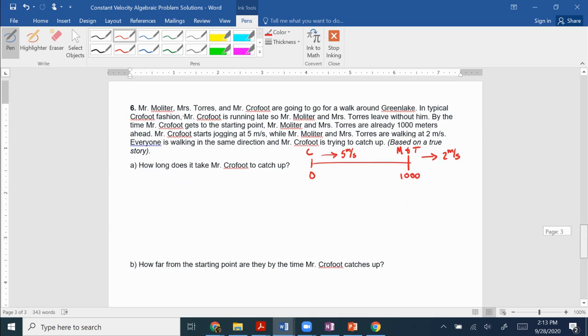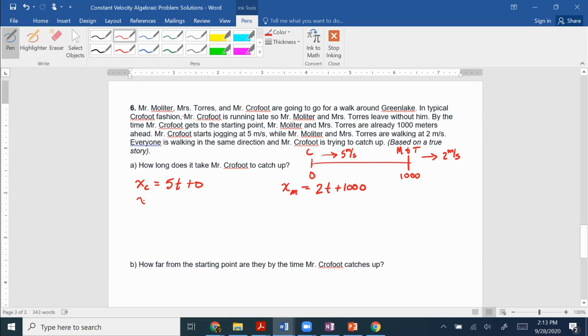So let's write two equations here. The equation for me is going to be 5 meters per second times t plus 0 because I'm starting at the start line. And we'll just put an m for Mr. Molitor. He gets to be the one in charge of the equation here, and he is going to be 2t plus 1,000. So do note there is not a negative sign there because we are all going in the same direction. Because I'm going in the positive direction and Molitor is going in the positive direction, note they're both positive.